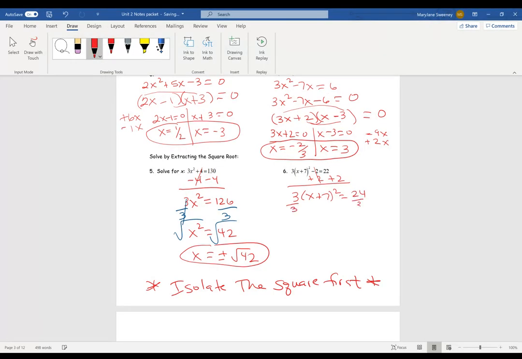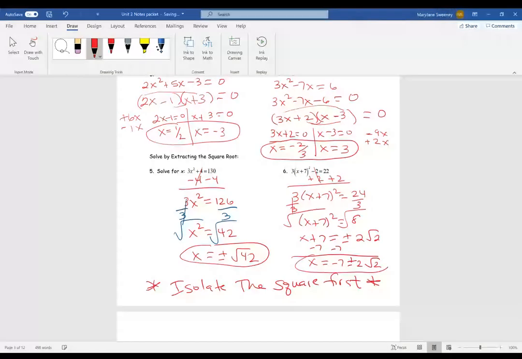Then I would divide by 3. Then I would square root. So x plus 7 would be plus or minus radical 8, which is 2 radical 2. And then I would subtract the 7. So that's my answer. So you isolate the square, then you square root.